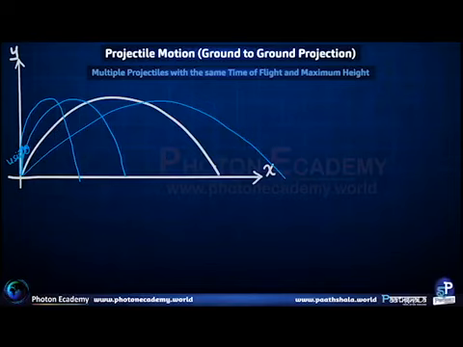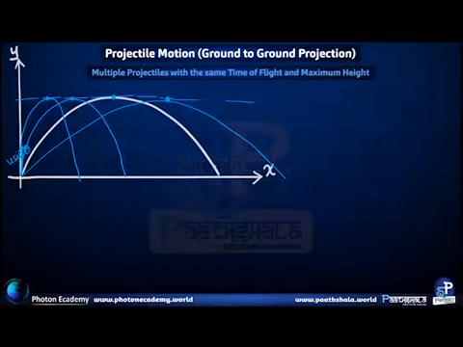For multiple projectiles that are thrown with the same vertical component of the velocity, all of them will have the same maximum height and the same time of flight, and naturally also the same time taken to reach the maximum height.